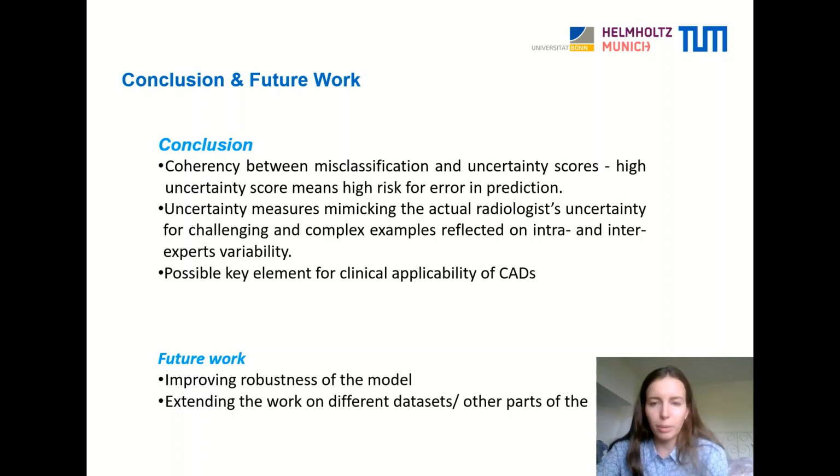Due to the extensive qualitative analysis, we could also evaluate the weakness of our model, beginning with the quality of the ground truth, for example. We believe that an uncertainty score like this can be a key element for clinical applicability of CADs. Our future work will concentrate on improving the robustness of the model, and we're planning on extending the work to different datasets like other parts of the human body, continuing with other very common fractures, for example, the distal radius fracture.